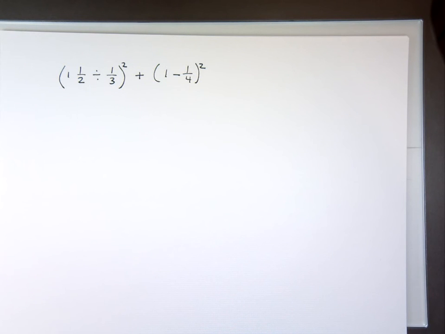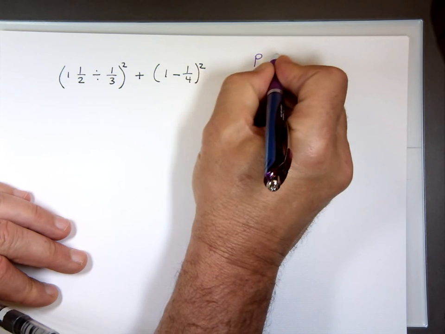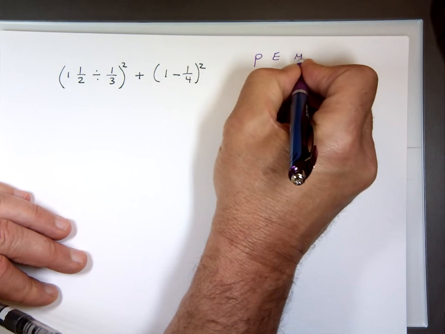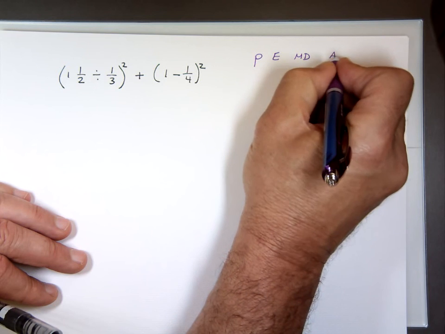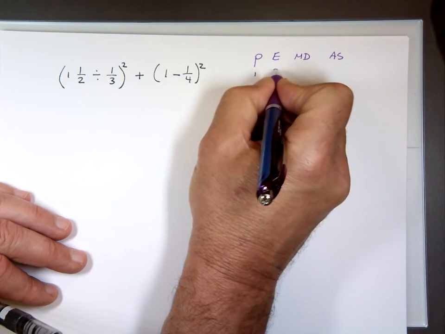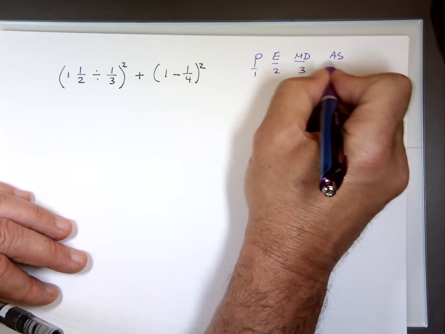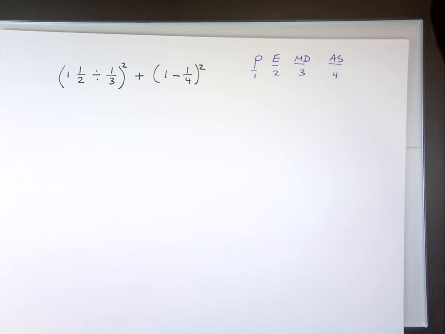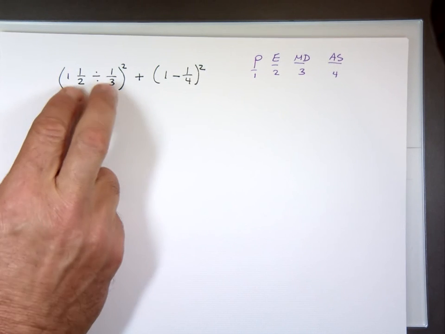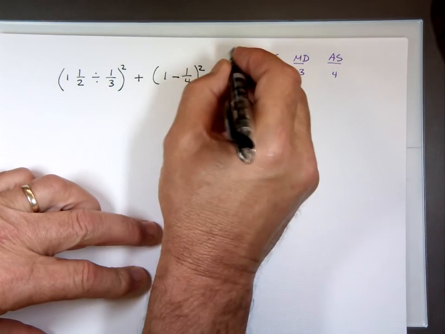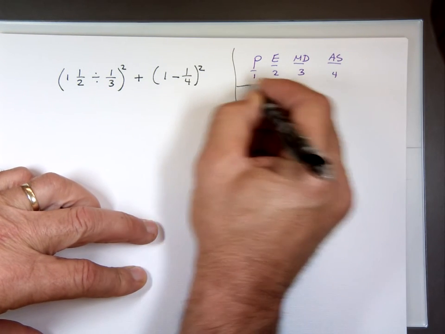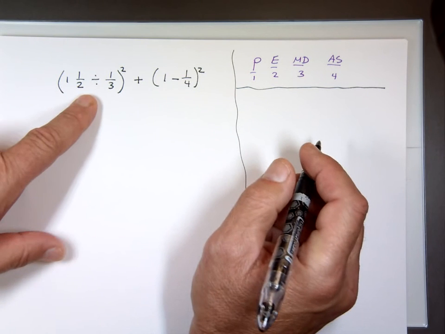Order of operation, in case you forgot, PEMDAS: parentheses, exponents, multiplication and division, addition and subtraction. 1, 2, 3, 4. That's the order you're going to do them. Parentheses first, exponent second, multiplication or division third, addition or subtraction fourth. So I got to do what's inside the parentheses. Again, I'll take my paper and slice it into pieces. Let me do what's inside that one.